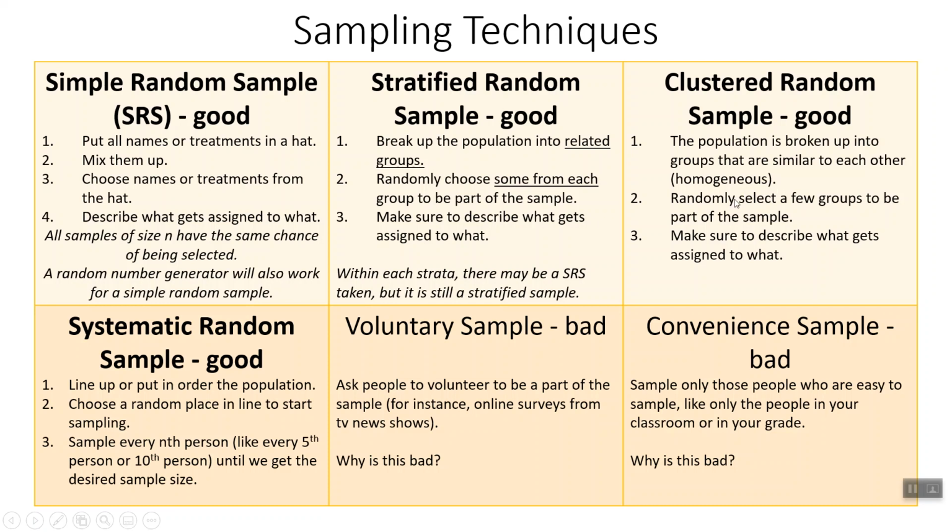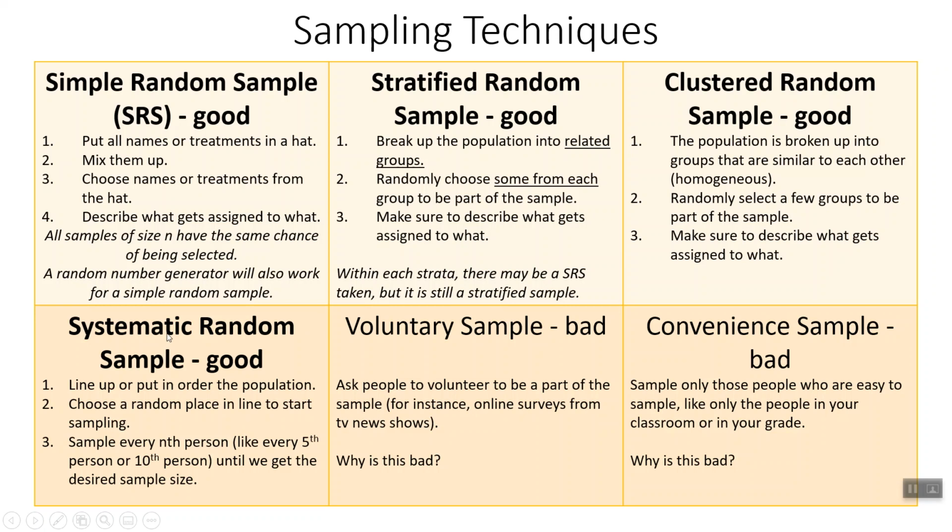All right, and then instead of taking some from each group, since all groups are roughly the same, they're homogeneous, we just select a couple of groups and we interview everybody in those groups. All right, and that would be a cluster sample. So we're putting into groups and then we're picking all of a couple of groups. This is popular in farming.